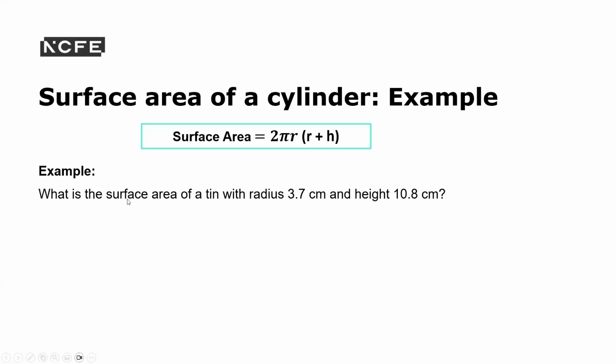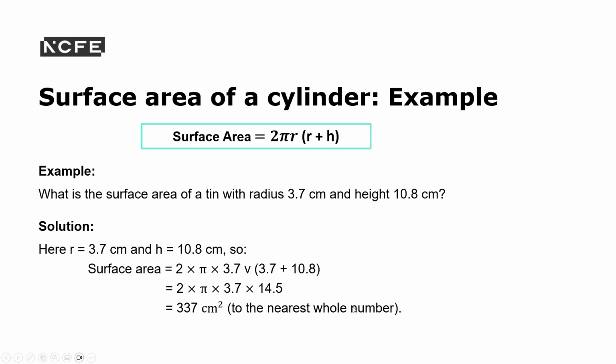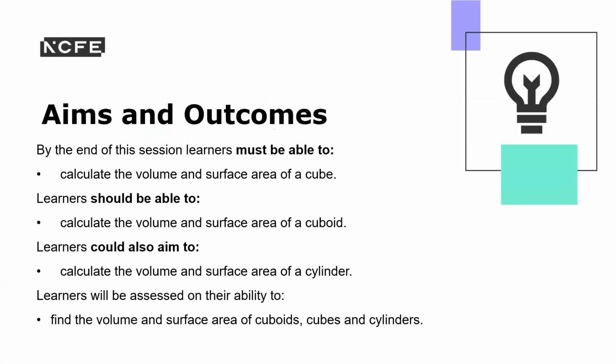Equally, what is the surface area if the radius is 3.75? So think of a circle, that's there, and the height is 10.8. Again, you can see your solution on the screen.